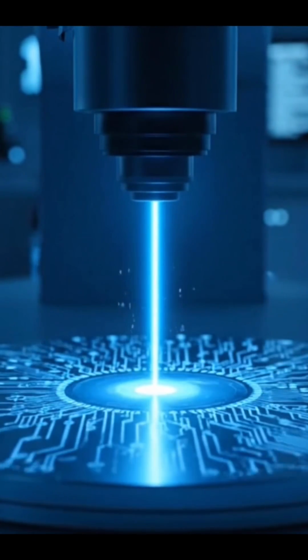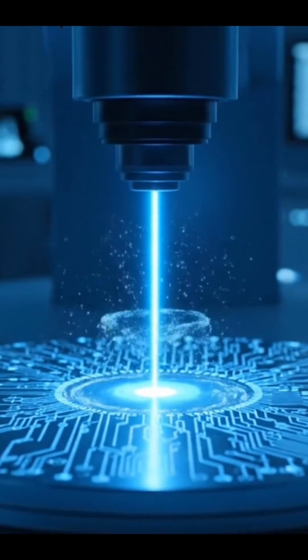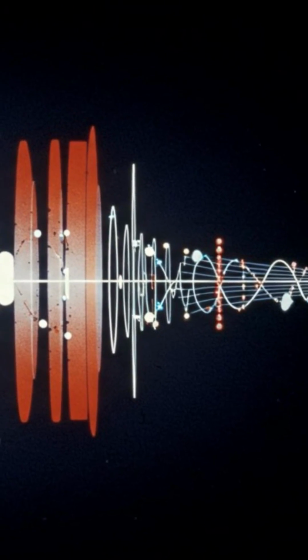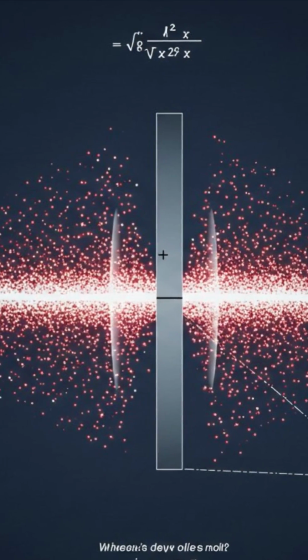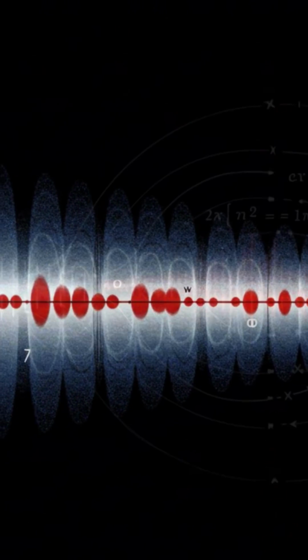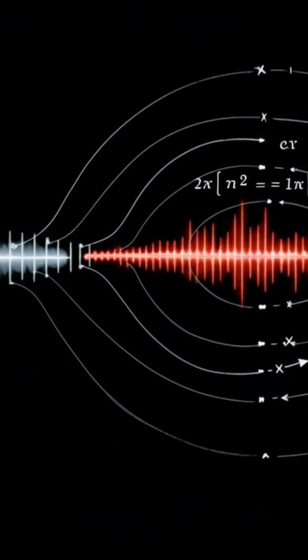Wheeler's delayed choice experiment is a thought experiment in quantum mechanics that explores the puzzling nature of wave-particle duality. Proposed by physicist John Archibald Wheeler in 1978, it's a variation of the famous double-slit experiment that challenges our fundamental understanding of reality, causality, and time.